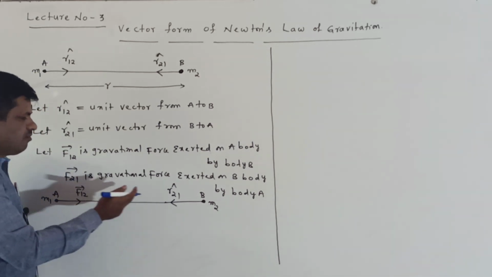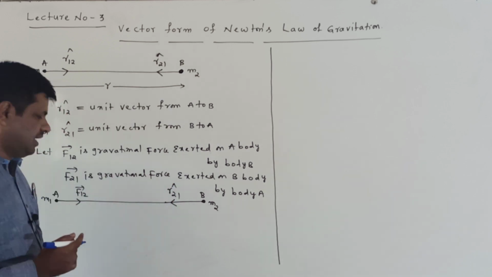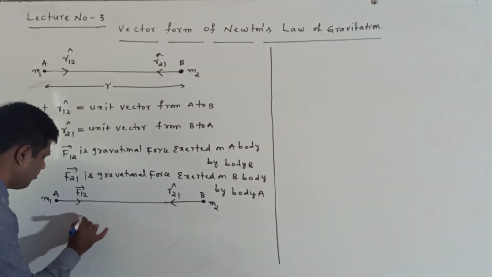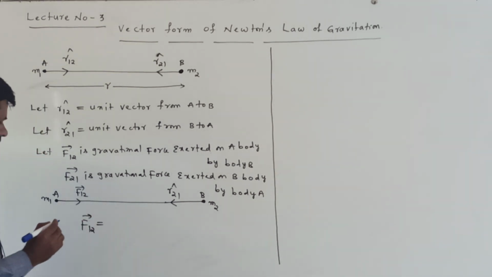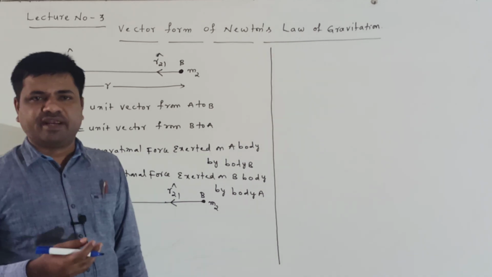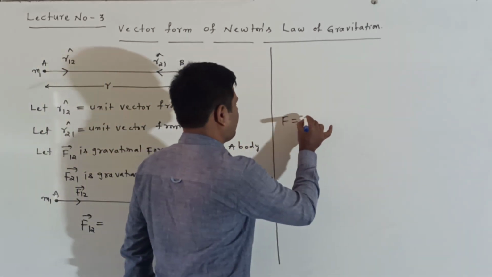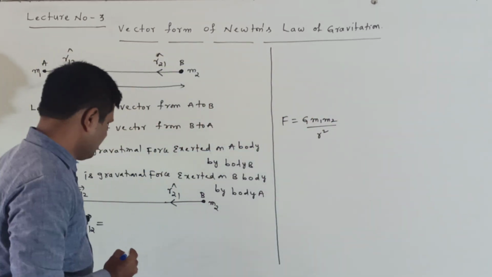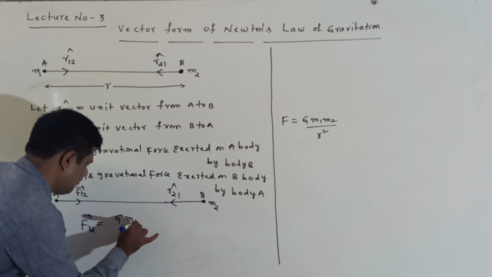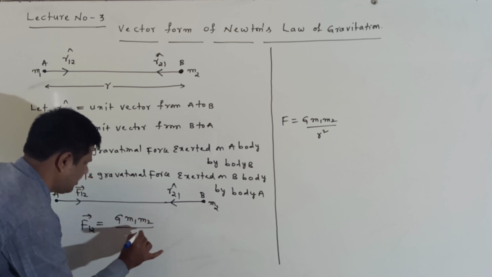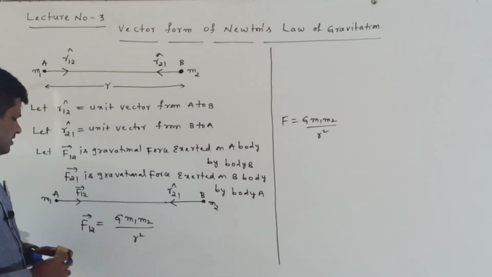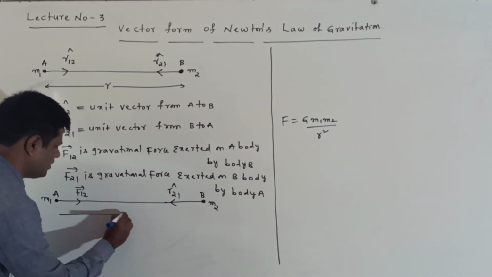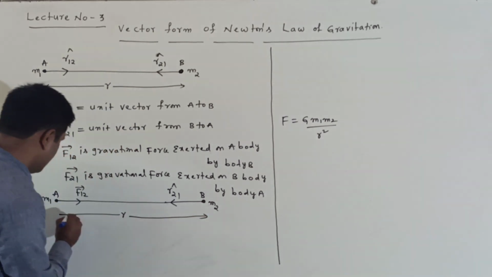Now we observe that F12 bar and R21 bar are both in the opposite direction. Now I am writing the force. How to write the force here? Force is nothing but magnitude into unit vector. The magnitude of the force formula we know: G into M1 M2 by R square. Why R square? Because the distance between A and B is R, which I am also drawing here.